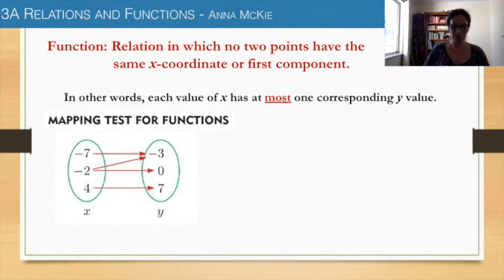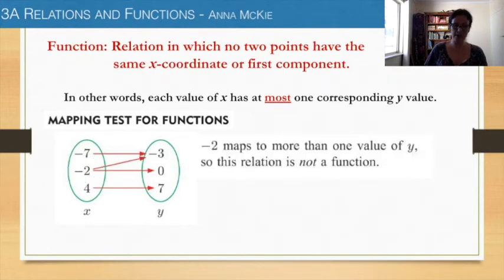Let's think about this one. Each x value has at most one y. So this -7 to -3, tick, that meets our conditions. But this one here, the -2, has two options it could go to, -3 and 0. So that means the -2 has two options of y values. That does not meet our condition for a function, so therefore it's not. As we say, -2 maps to more than one value of y, so this relation is not a function.